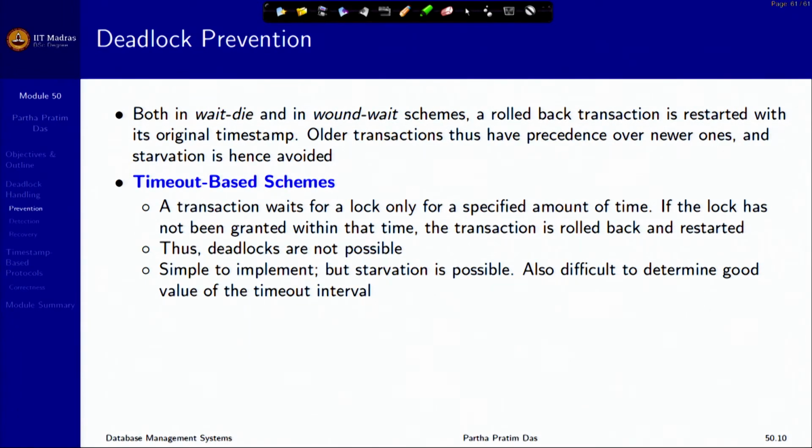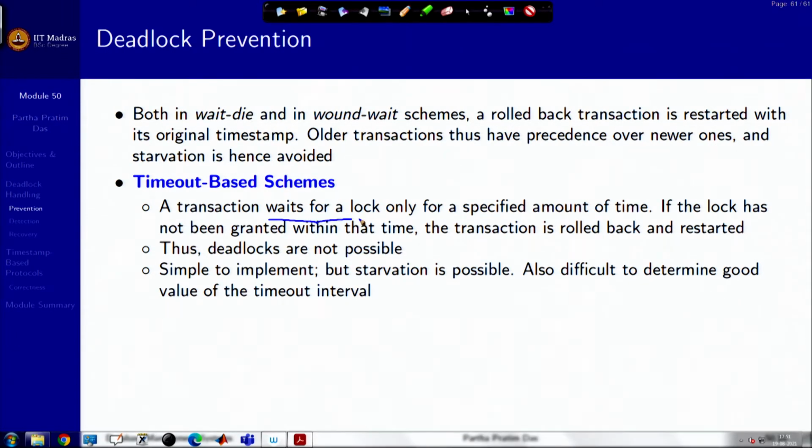Other time based schemes include, like, a transaction might wait for a lock for a specified amount of time. If it has not been granted, then the transaction rolls back and restarts. Obviously, this is kind of transaction committing suicide and coming back as a phoenix bird after a while. But certainly, this will ensure that deadlock is not possible, but the starvation is still possible.